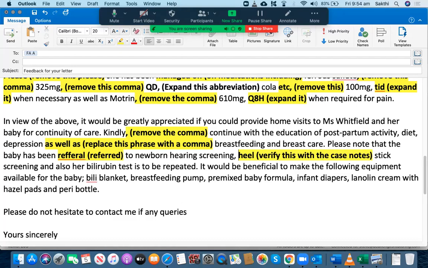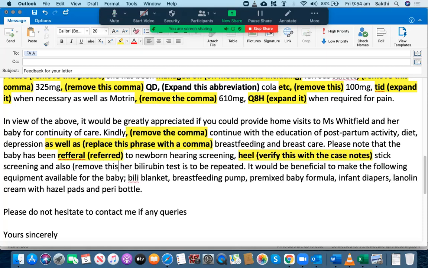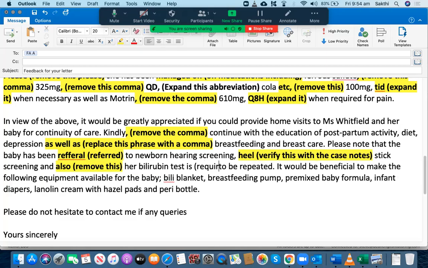Screen. And also her bilirubin and also. So it's not needed to write and also. You can write just also. I mean all the and, that's okay. So remove this, please. Also can be removed. Is to be repeated. That's wrong. Requires to be repeated. Requires to be repeated.